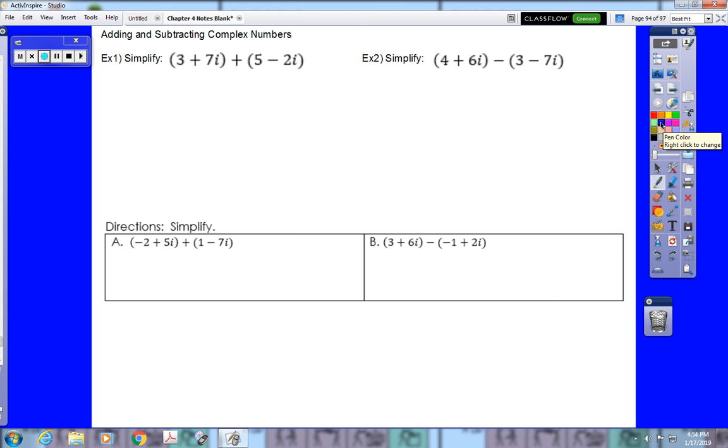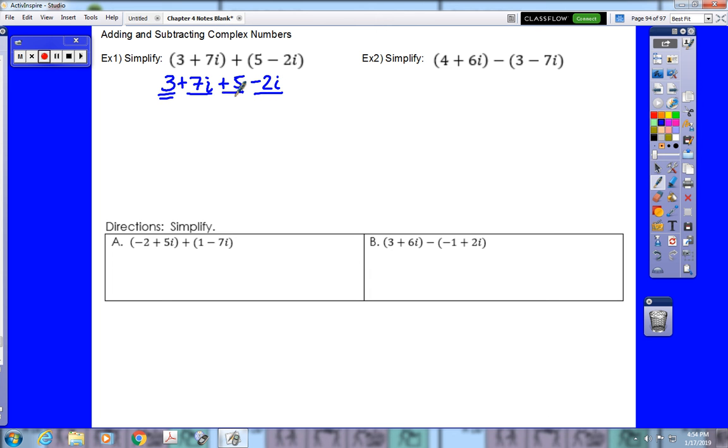So this is basically a two-step process. We need to get rid of the parentheses and then add like terms. If it is an addition problem, we don't have to do anything special. We just drop the parentheses. So that would be 3 plus 7i plus 5 minus 2i. And then it is just as simple as going in and adding like terms.